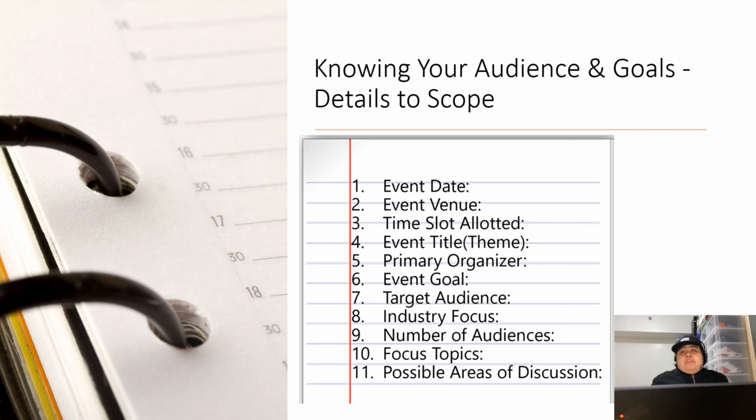Simple information, of course, such as event date, so that you wouldn't be late. Event venue. Well, I know that would be irrelevant for this specific discussion, but again, if it's a physical event, you'll have to know the venue. Time slot, of course, so that you will be prepared with your presentation, and you would know how long or how short your presentation is. Next would be event title, so that you can align your presentation to the event. You should also know the primary organizer.